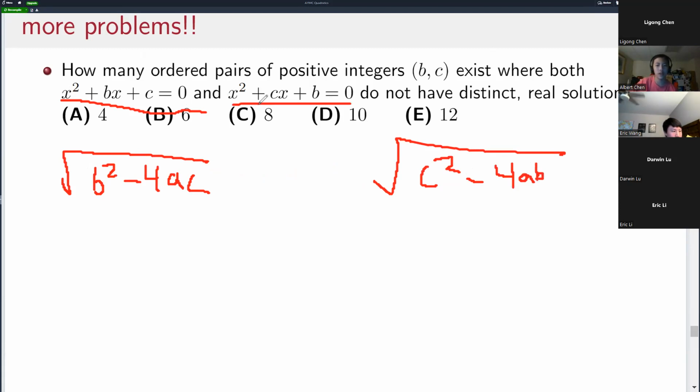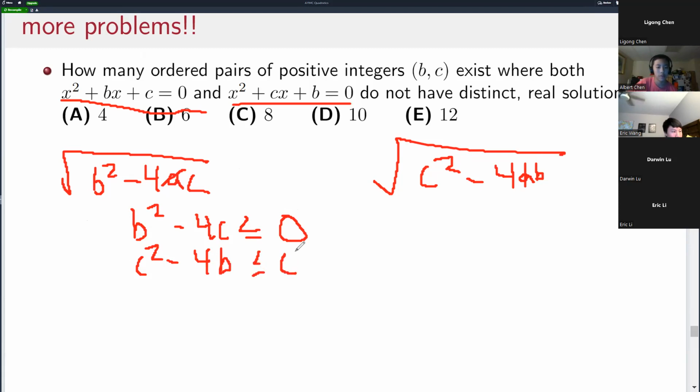And in this case, a is just 1, so basically the discriminant is going to ignore this a, and we can set up two inequalities here. b squared minus 4c is less than or equal to 0, and c squared minus 4b is less than or equal to 0. Now we can just do casework here, but we can actually simplify further.